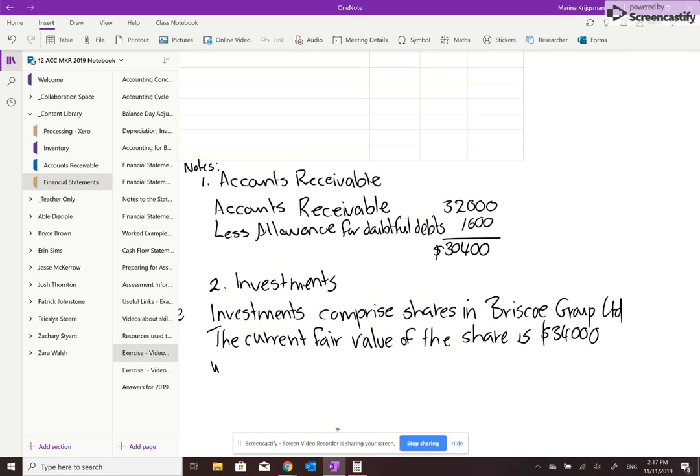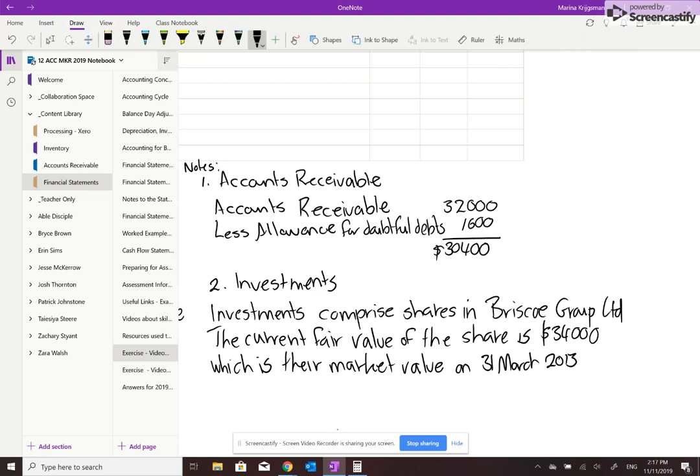which is the market value on 31st of March, and in this case 2013. So the key things that you've got to have for this: the name of Briscoe Group Limited, that it's the current fair value, the amount, and the market value on the date. So those are the essential parts you need for your investment statement.